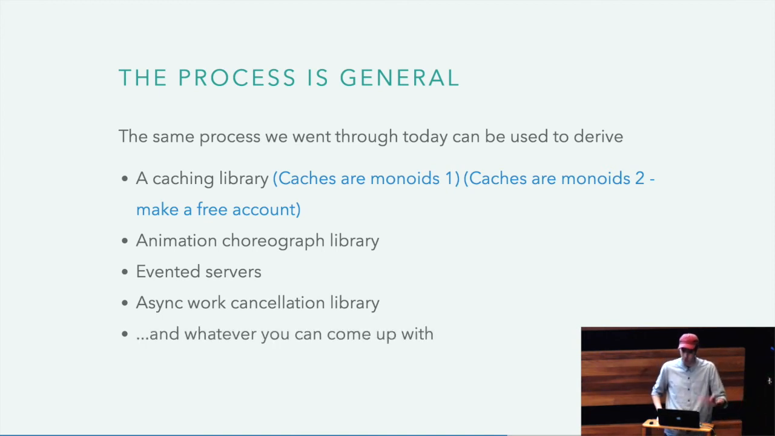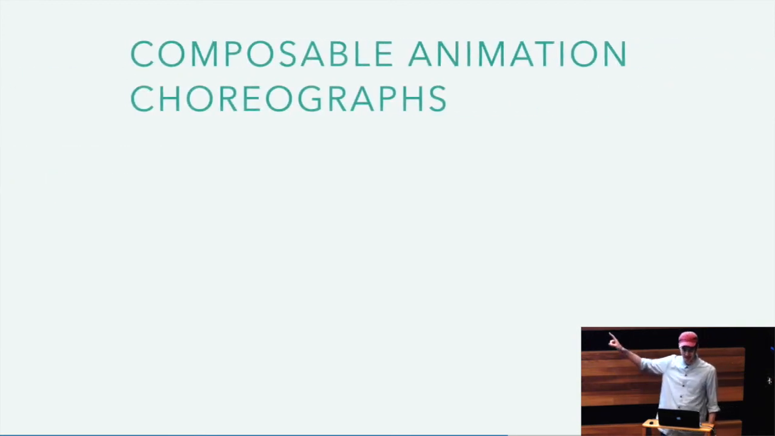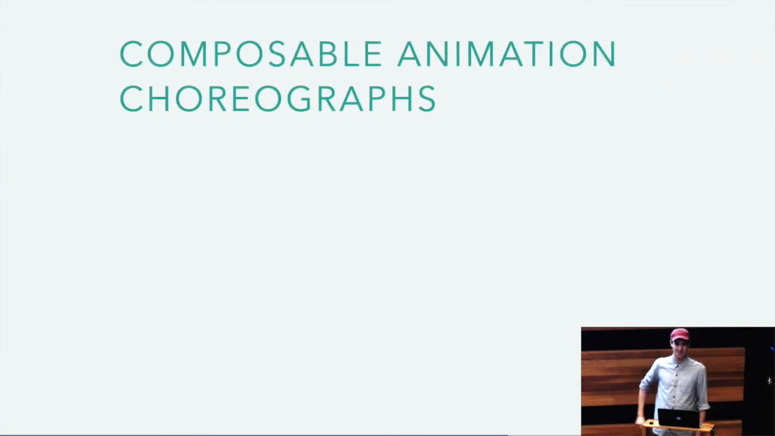I think this is a useful way to think about designing APIs. Just to prove it, we're going to quickly think about composable animation choreographs. What's an animation choreograph? I don't know if choreograph is even the right name, but think about a splash screen, where an animating dragon flies across. Let's say that's what we want to build: an API for constructing those things.